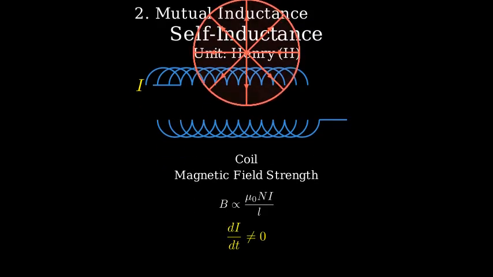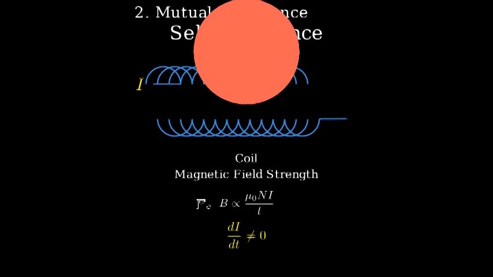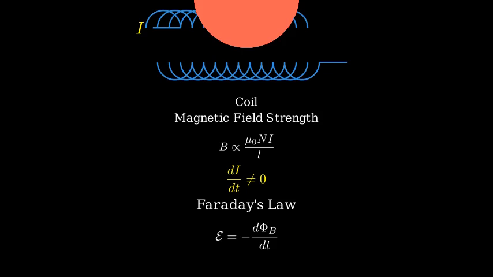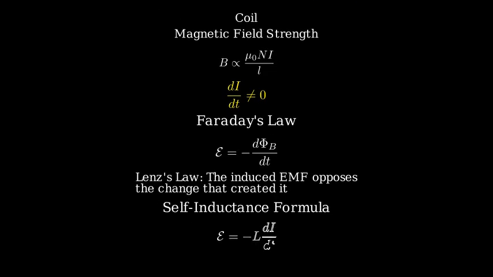Now, let's see what happens when the current changes. When the current in the coil changes, the magnetic field also changes. According to Faraday's law, a changing magnetic field induces an electromotive force, or EMF. This induced EMF opposes the change in current, as stated by Lenz's law. This effect is quantified by self-inductance L, where the induced EMF equals negative L times the rate of change of current.